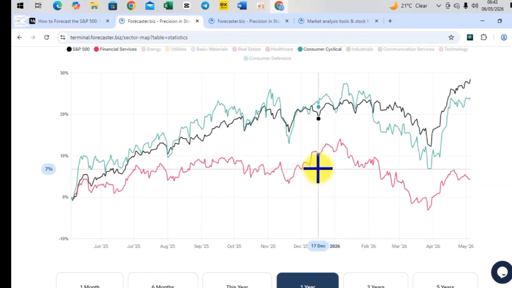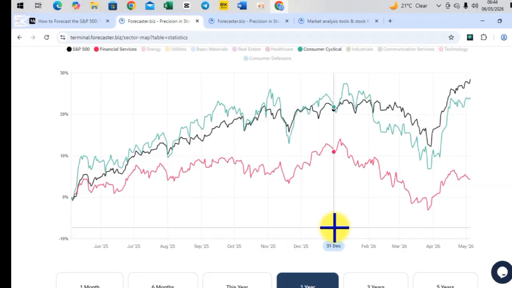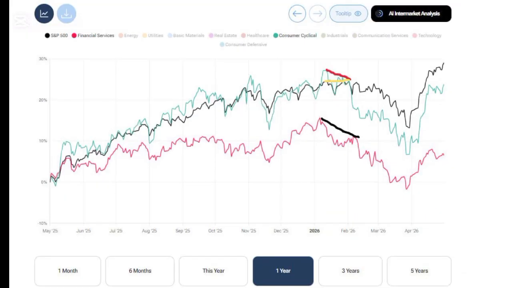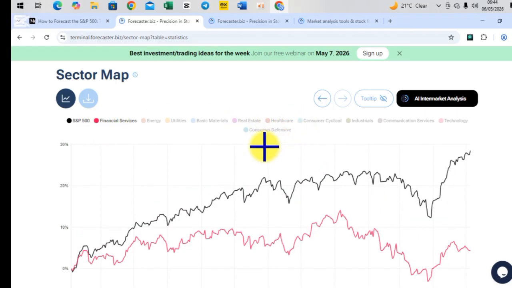So you can see this thing which is moving, it is giving me the month and the year. So this is December. Let's move to January 2026. It's here. Okay, so if it is here, let me first remove one. You see, let me remove consumer cyclical.